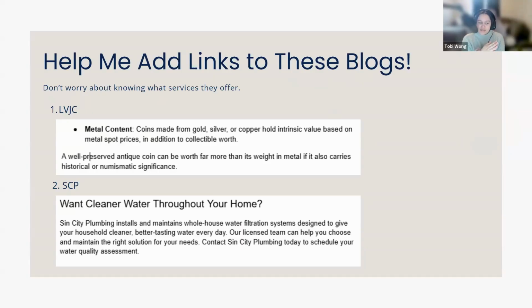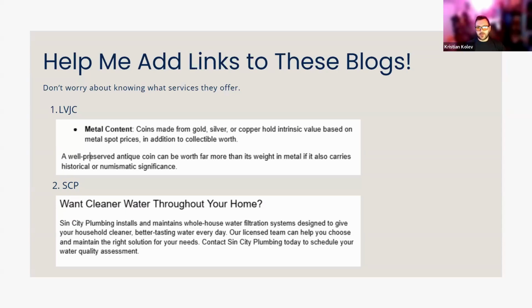First, we're going to look at Las Vegas Jewelry and Coin. Just looking at it here, is there anything that stands out to you for a jewelry and coin exchange service business that you think a good link would be? Yes, I'll throw one in there.